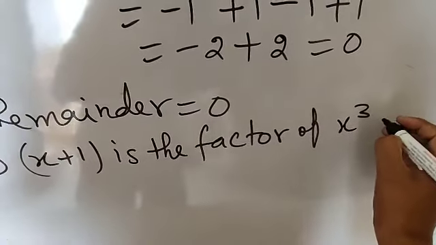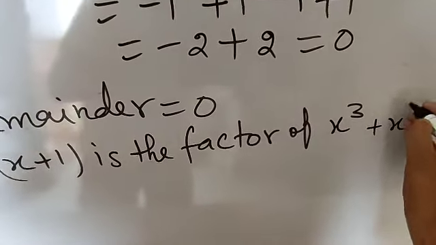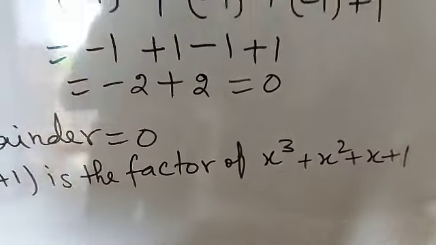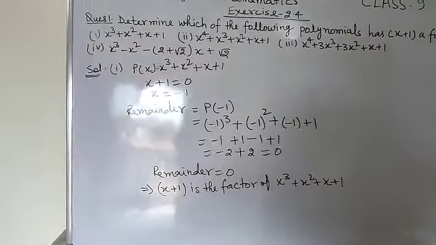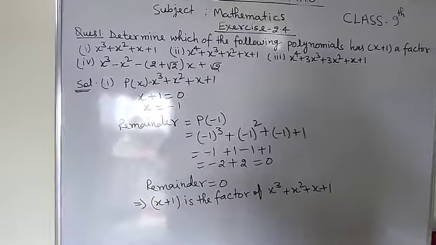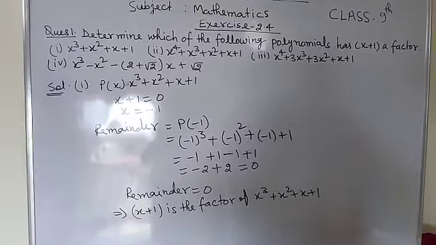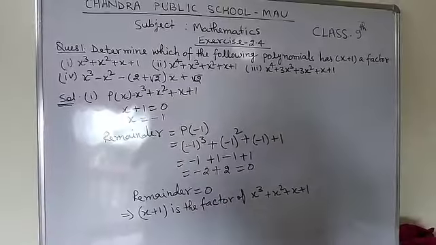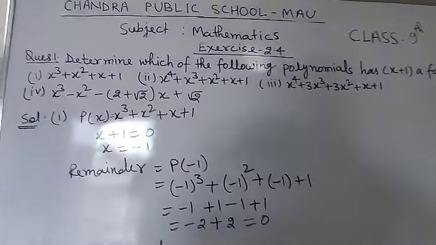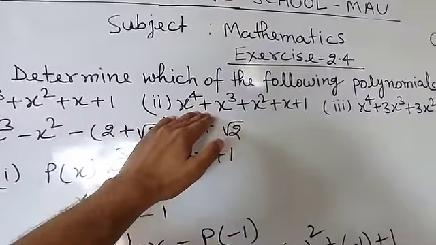of x cube plus x square plus x plus 1. So here if you are going to get the remainder 0, then you can say that it is the factor of the given polynomial. So students, in the same way you will check for the second polynomial.